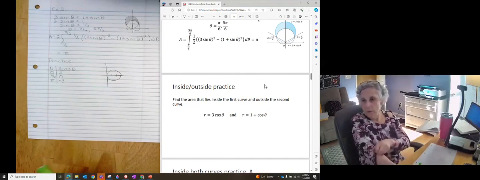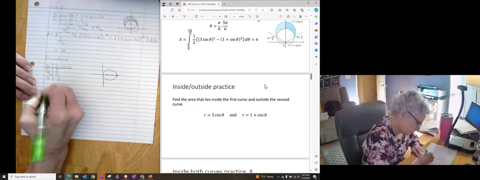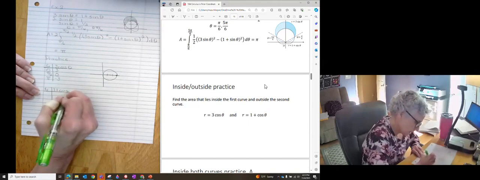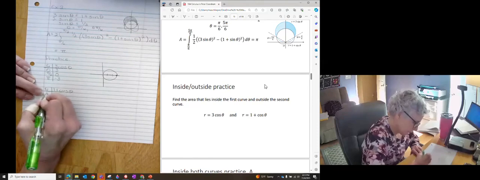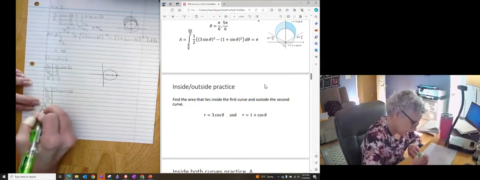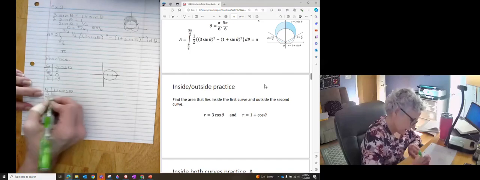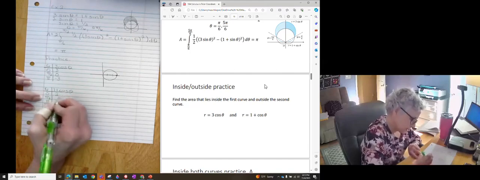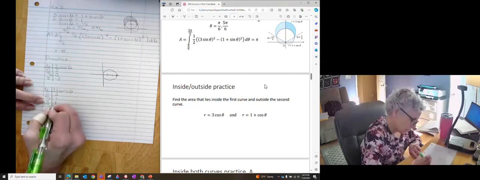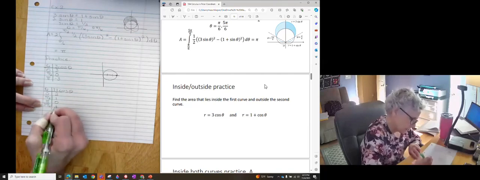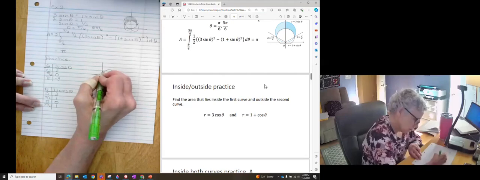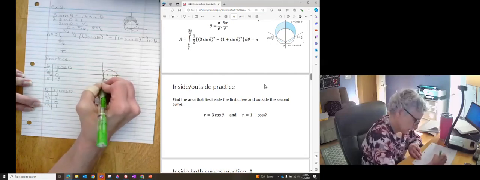Now let's see what 1 plus cosine theta looks like. So theta and 1 plus cosine theta. So I have 0, pi halves, pi, 3 pi halves. 1 plus 1 is 2. 1 plus 0 is 1. 1 minus 1 is 0. And 1 plus 0 is 1. So 2, 1, 0, 1.